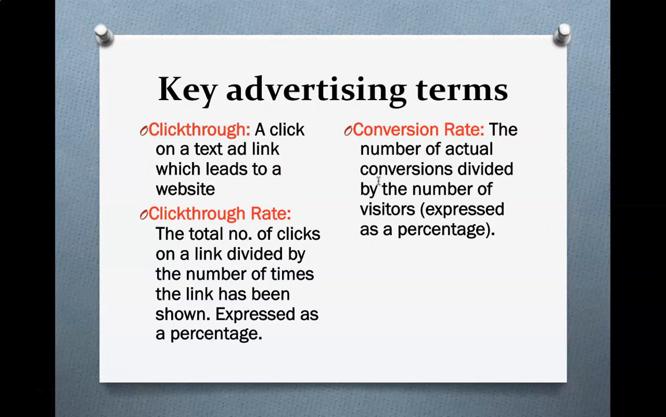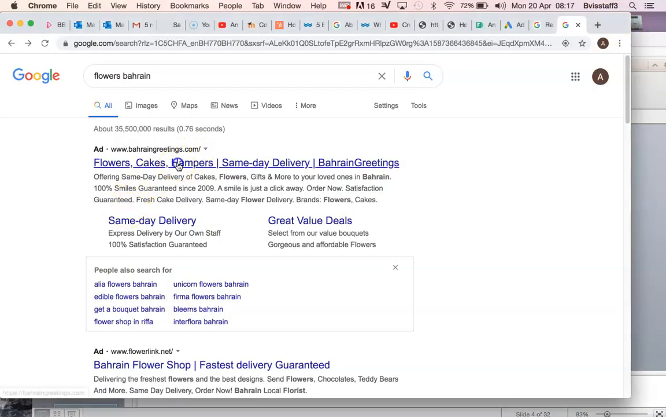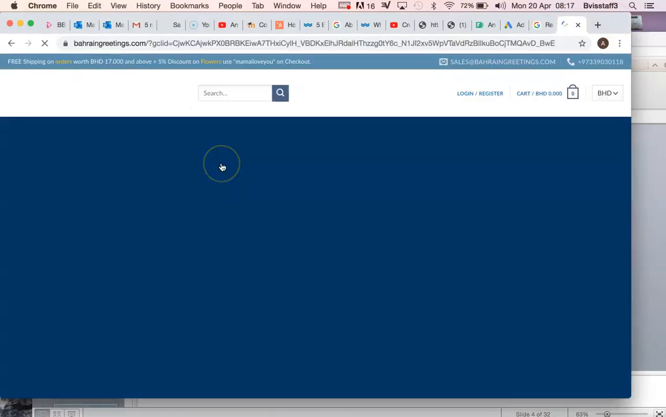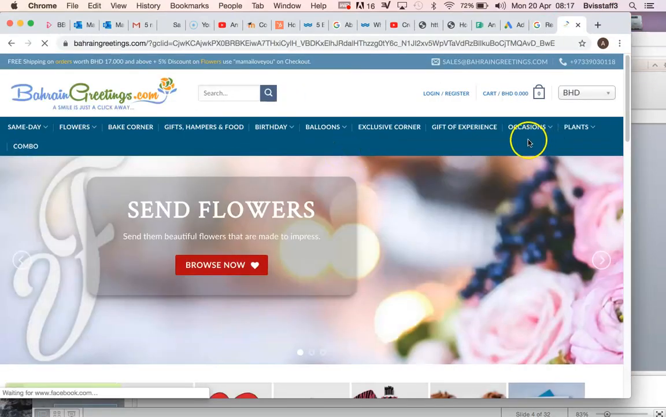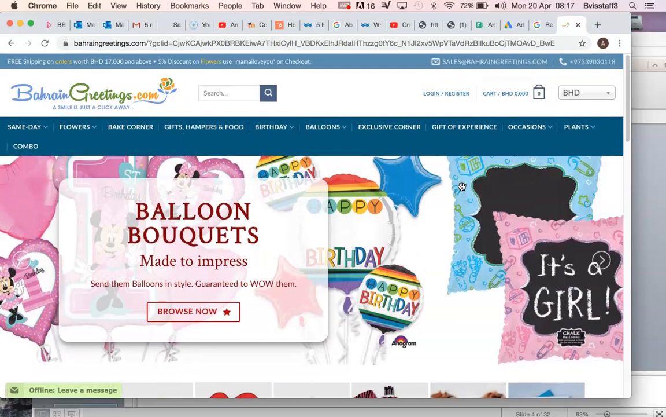Conversion rate, and I shouted that out, a bit of excitement. The number of actual conversions divided by the number of visitors expressed as a percentage. And again, probably have not written this as simple as it should be. So the conversion rate is the number of actual conversions divided by the number of visitors. To give you an example, if we go back here, I have clicked through, I have helped the click-through rate. But I will be converted to a customer if I buy something on this page.